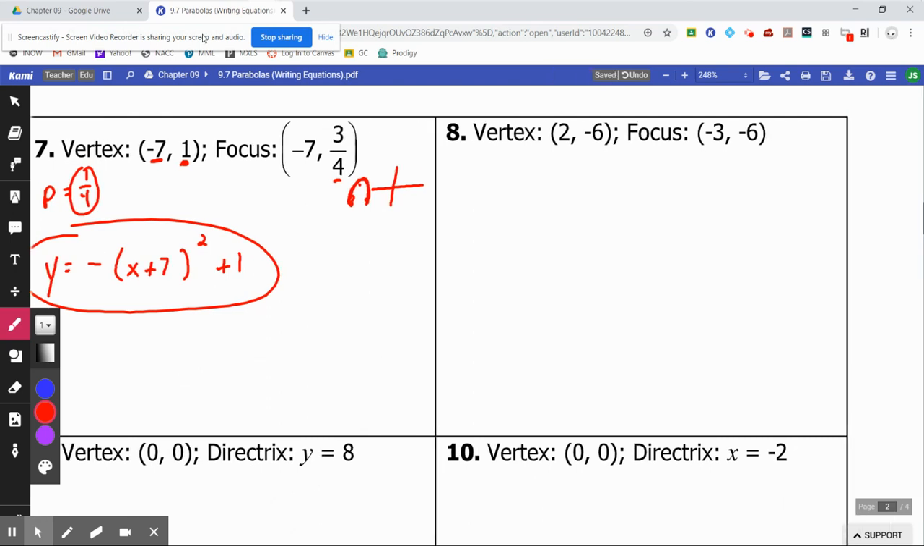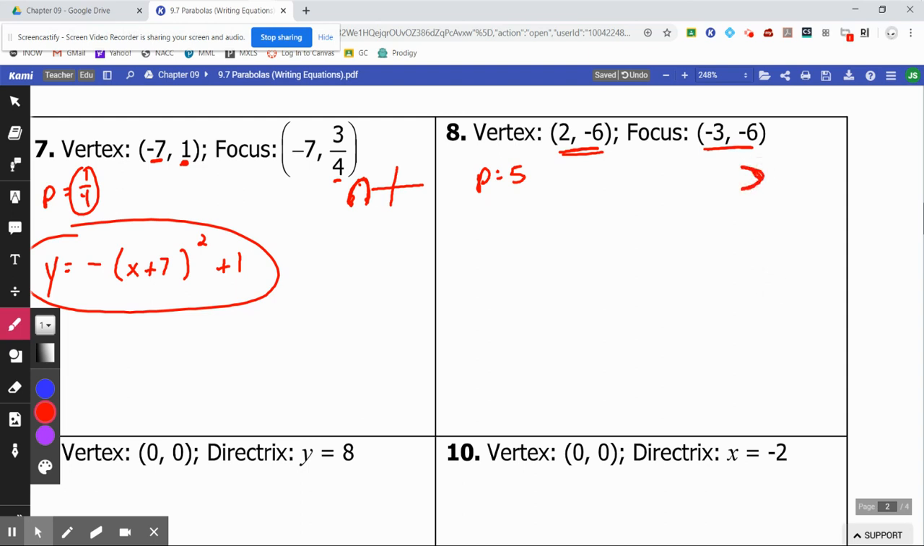Next one, this does have a translated vertex again. The p-value, again, is the distance from the vertex to the focus. That would be a distance of 5 here. Since the vertex is at 2, -6, the focus is at -3, -6. That's to the left of my vertex, so this thing's going to open up to the left.